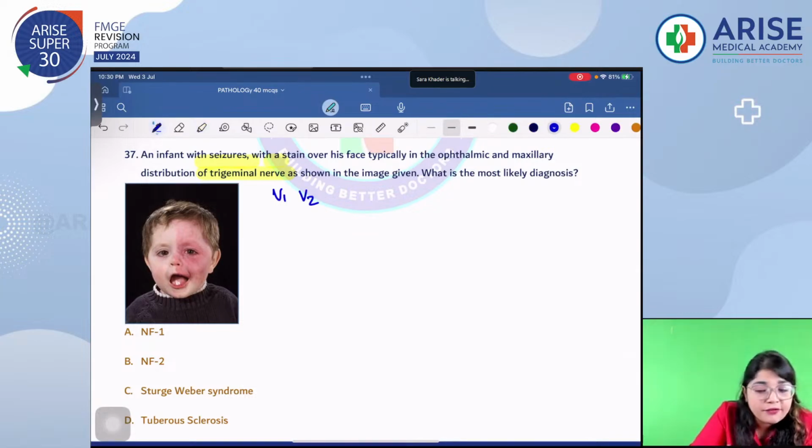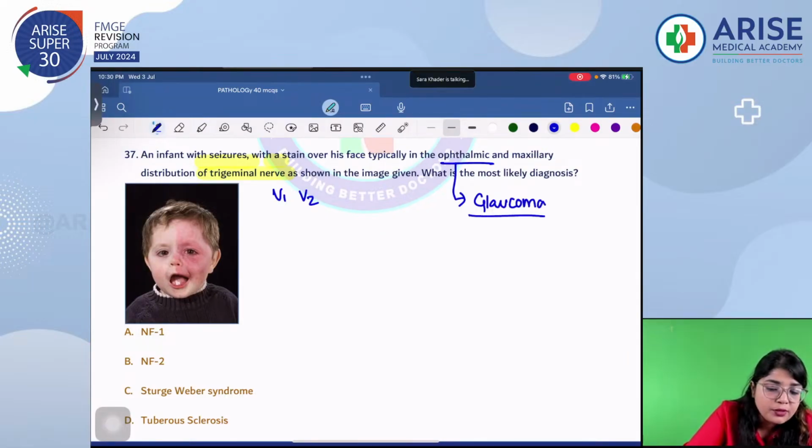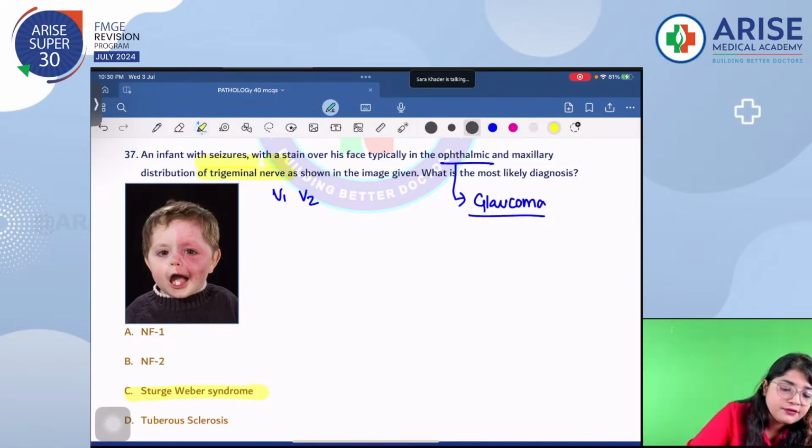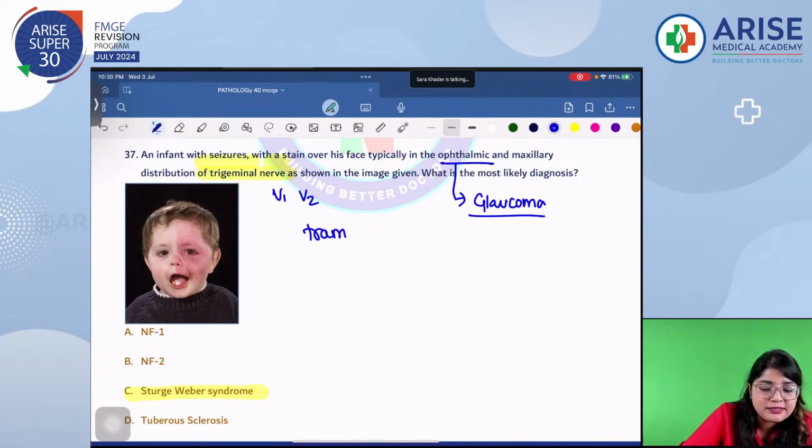Okay, it can also affect the ophthalmic branch, causing glaucoma. Okay, and this is seen in Sturge-Weber syndrome. Sturge-Weber syndrome. What about, yes, also tram track calcifications are seen. Very good.